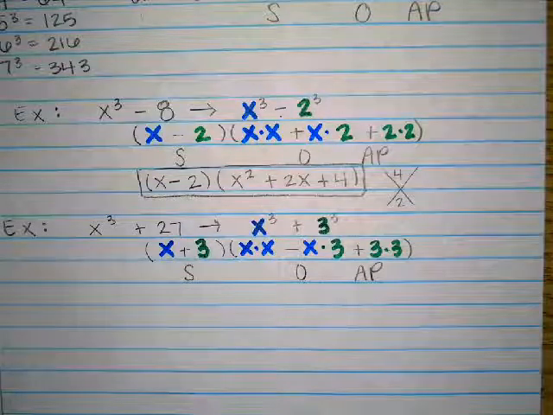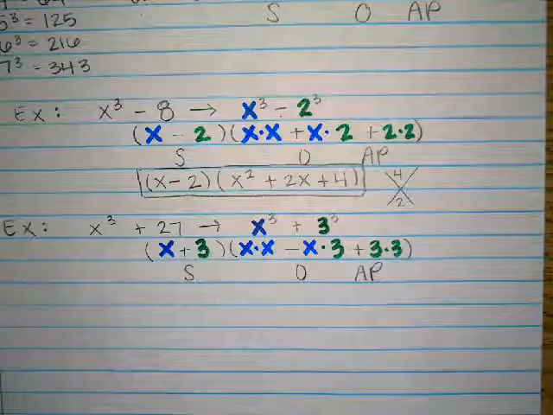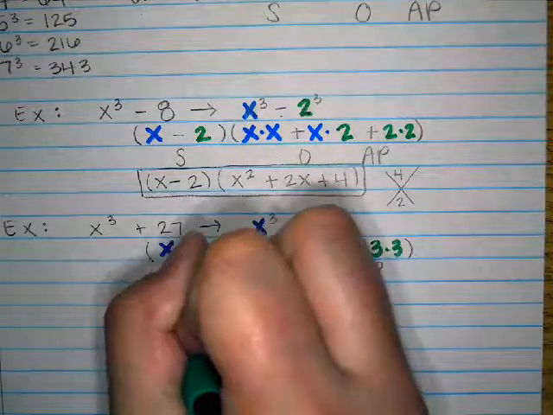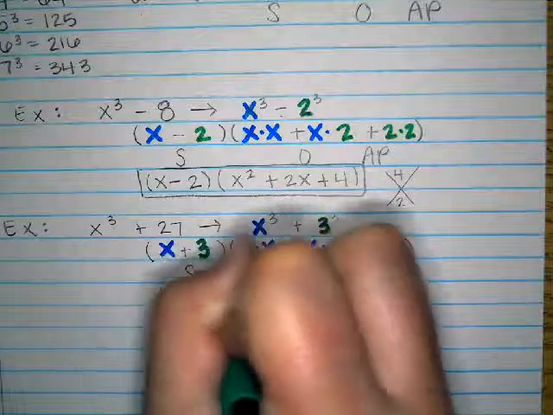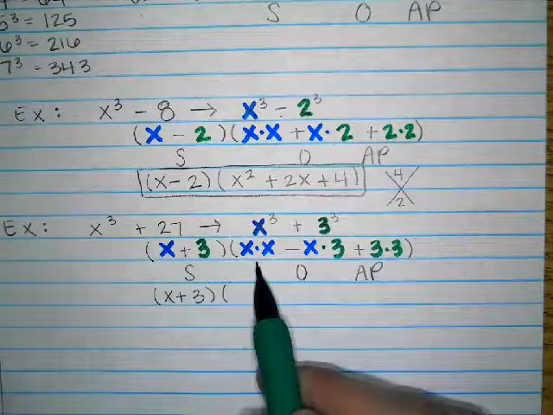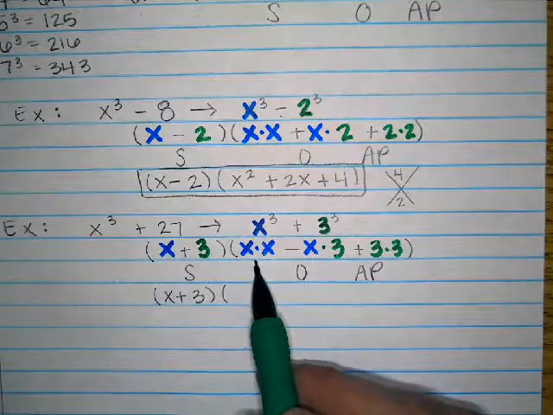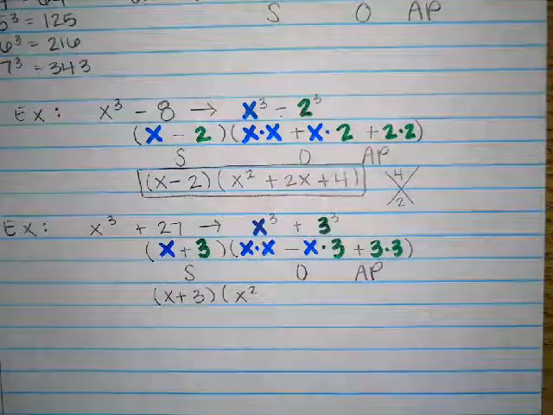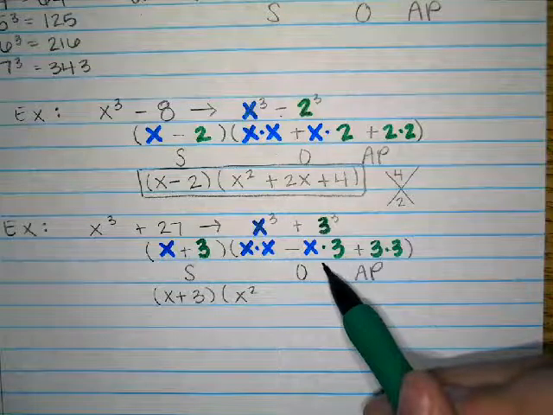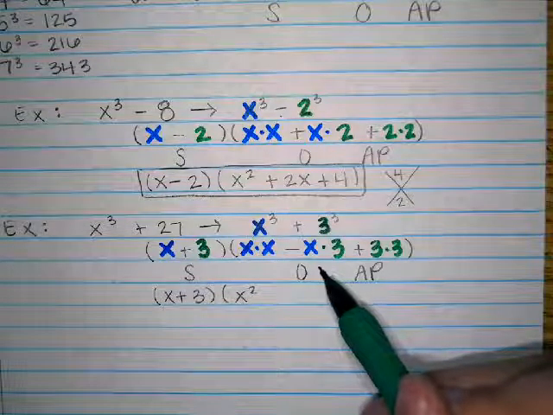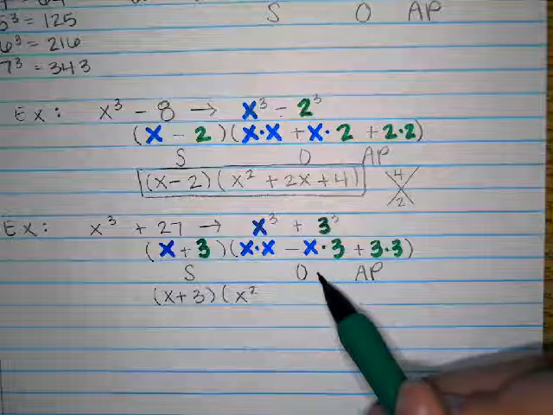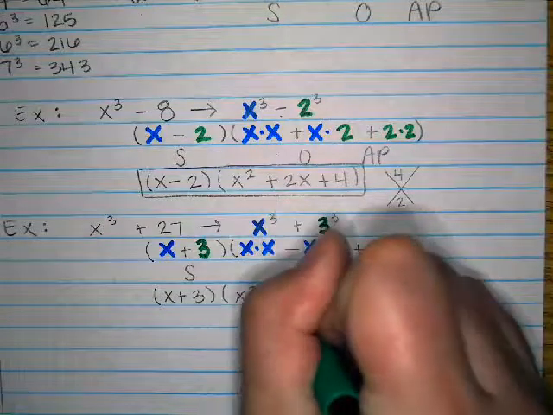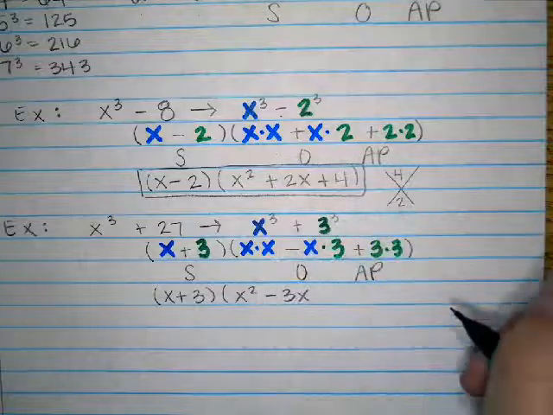Okay. So the first parenthesis, we have x plus 3. And then what do we have here? X squared. And then what do we have next? Minus 3x. And then what do we have? Plus 9. Okay.